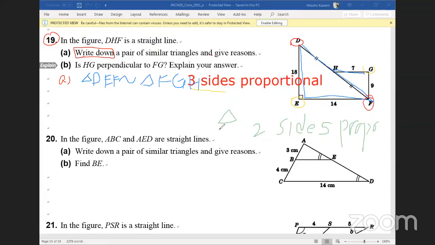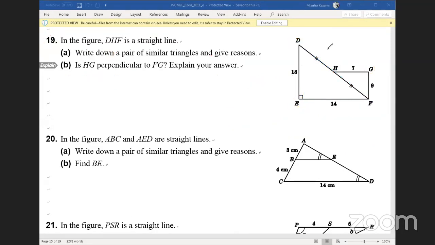We cannot have 2 sides proportional. 2 sides proportional is not enough. It's not enough to confirm the 2 triangles are similar, because if I have... no. All right, never mind.